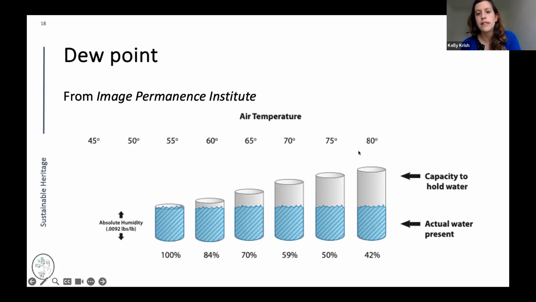But as we increase the temperature, that container gets bigger, and warmer air can hold more moisture. And as the container gets bigger but the amount of water in it stays the same, the relative amount of space that water is taking up decreases. That's what you can see in these relative humidity numbers at the bottom here. The relative humidity is decreasing as we increase temperature, and vice versa. As we decrease temperature, relative humidity goes up.